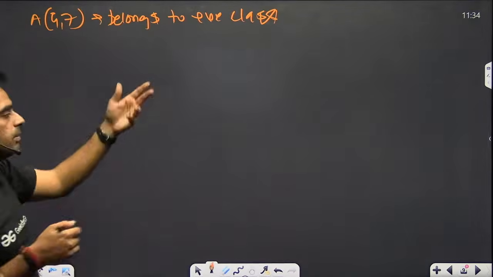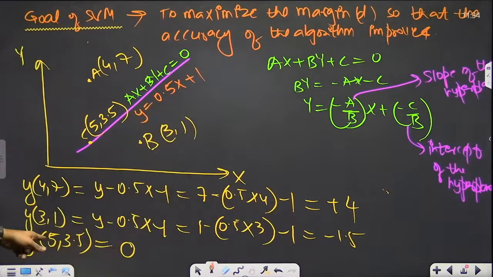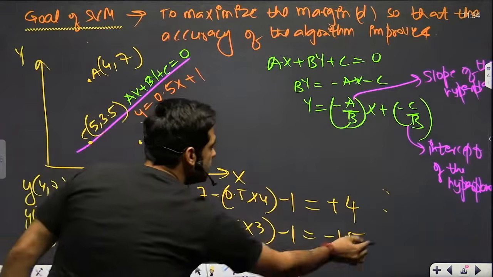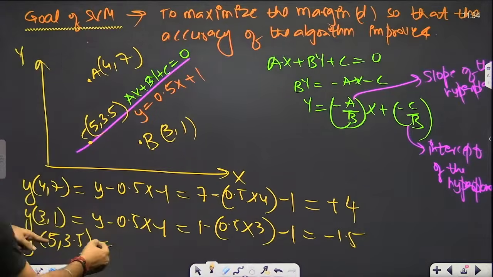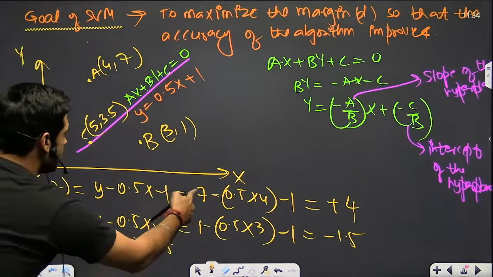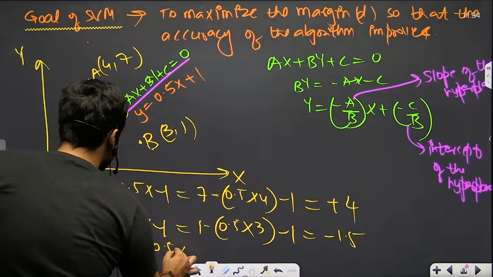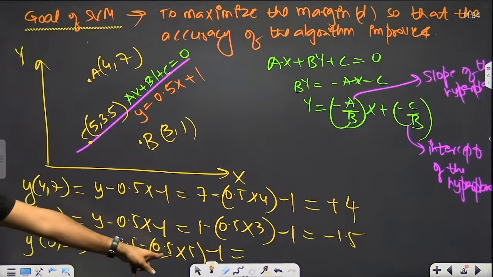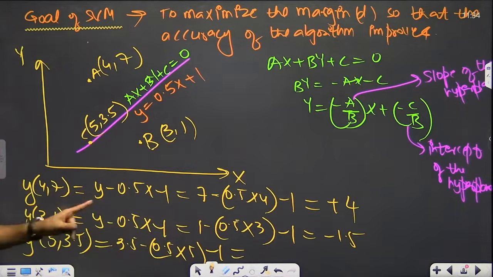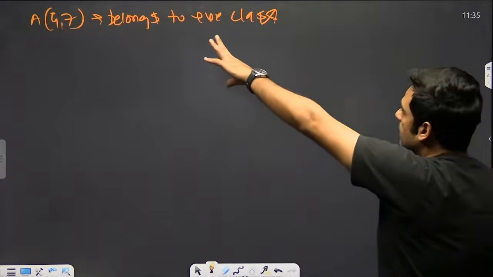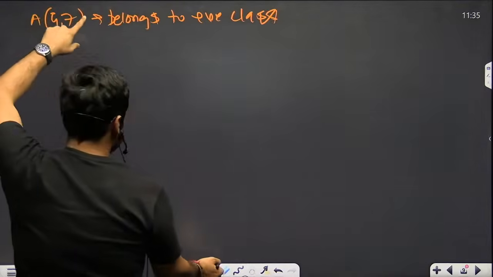If you just put these points, (5, 3.5), here, I hope you are able to see. y is 3.5 minus 0.5 into x, what is x? That is 5, and minus 1. So minus 2.5, minus 1, that is minus 3.5, and plus 3.5. So this would come to 0. I hope you are able to guess this. So point A, that is (4, 7), belongs to the positive class.